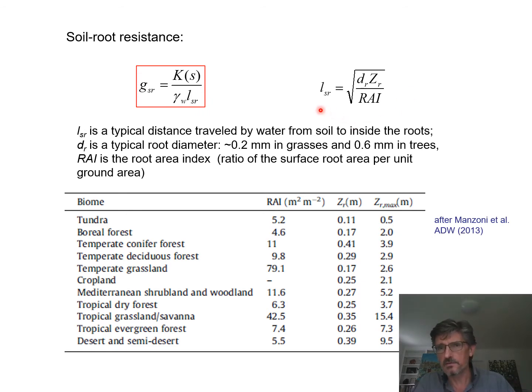we can say that this length depends on how big the roots are. So the typical diameter of the roots: the bigger the roots, the more distance typically between them; the finer the roots, the more dense they are. ZR, if you remember from when we vertically averaged the soil water balance, is the rooting depth. So it's the depth of the root horizon, or the A horizon, ZR. So that increases that length, the pathway of water that has to get to the average root, divided by this RAI, which is the root area index, the ratio of the surface of root area per unit ground area.